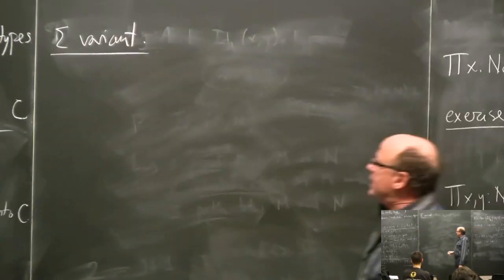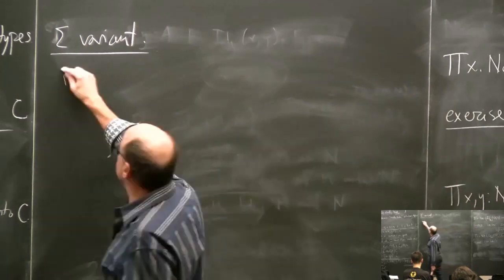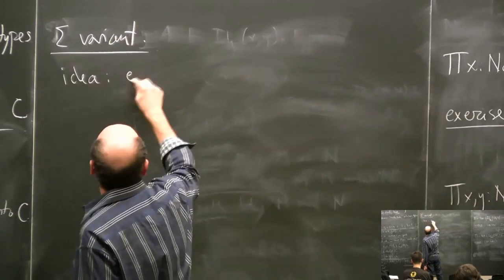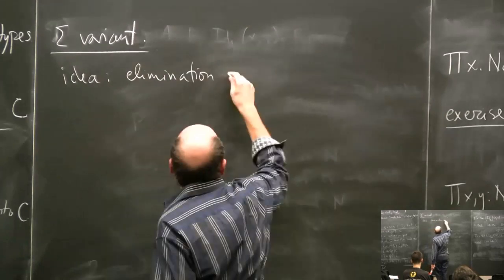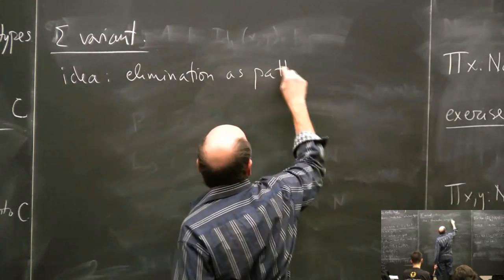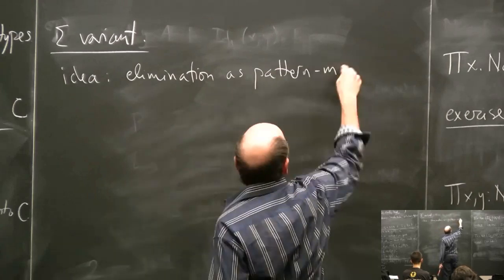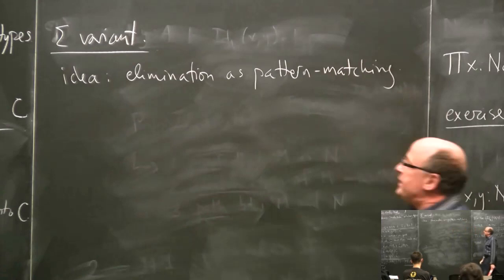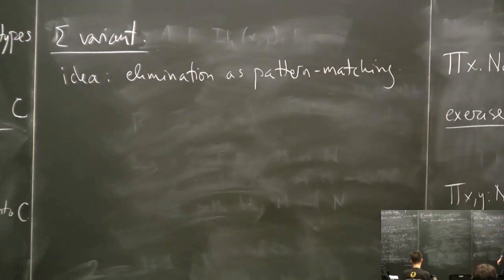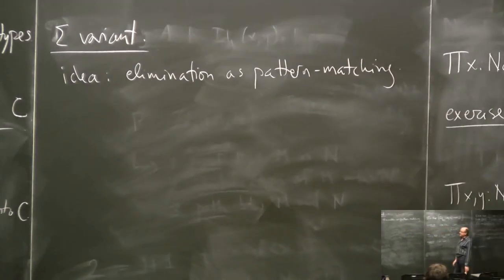So let me just write down what it is, and then I'll explain. So the idea is you do elimination as pattern matching. In other words, you phrase it as an induction principle. It seems very strange to phrase it as an induction principle because the only thing there is in a pair in a sigma type is a pair. So what are you inducting over?